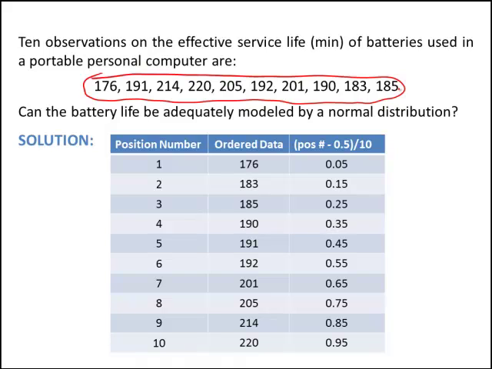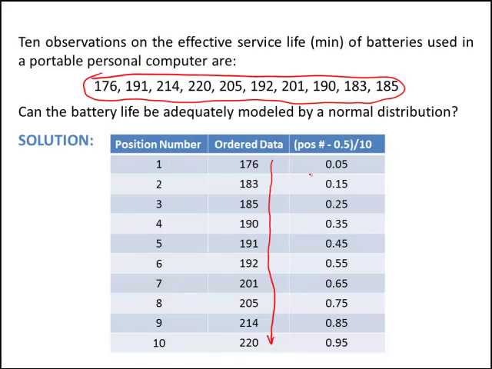This is how you would do it: I first ordered the data in ascending order. So here's my ordered data set. And then in the far right column, I have the observed cumulative frequencies. The way I found these is I ordered the data from small to large, and the position number, or rank number, in that data set goes from 1 to 10.